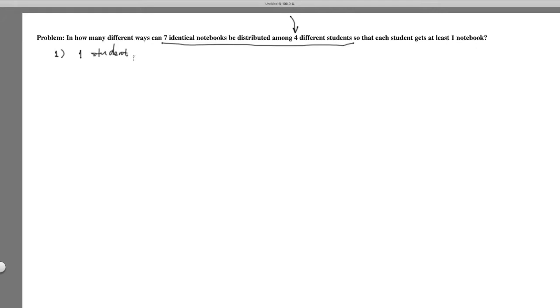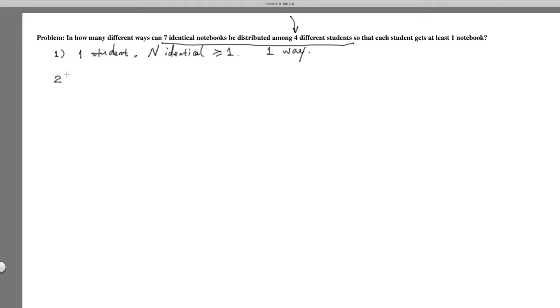All right, that, of course, is a really obvious problem. It's very simple. In fact, instead of 7 identical books, let's consider n identical books, where n is bigger than or equal to 1. And clearly, there's only one way. You just give all the books to that 1 student. So this is a trivial case.